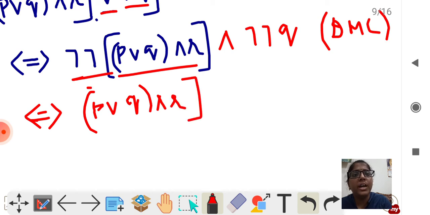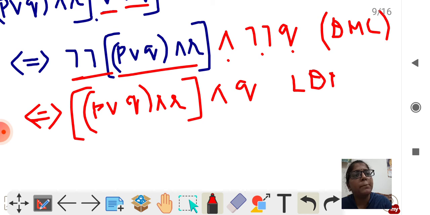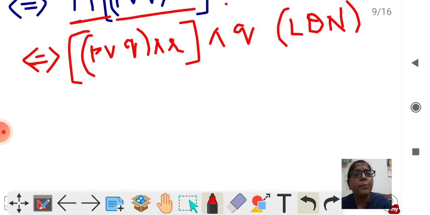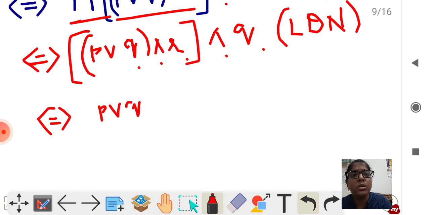And what else do we have? And negation of negation Q is also the same as Q. By which law did we get this? It is the law of double negation. By the law of double negation we got this result. Here you observe we have P or Q, and R, and Q. So you can change the bracket using associativity.